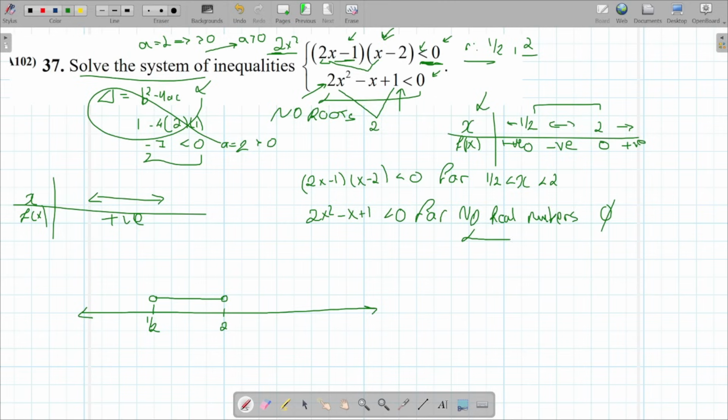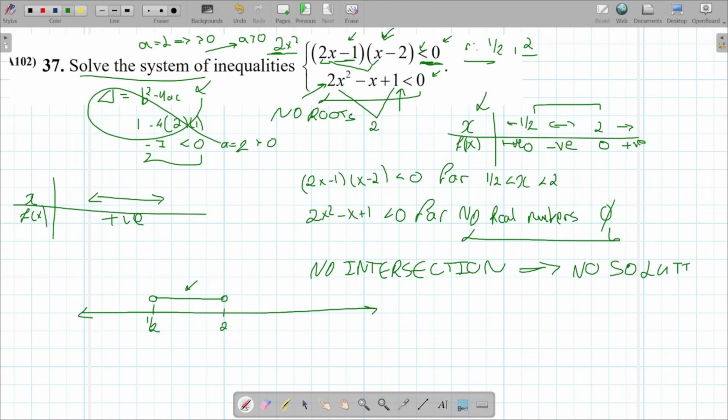Okay, where do no real numbers intersect with this? They don't intersect, right? No intersection. Okay? No intersection. What does that mean? No solution. Okay, so what is the solution set? The solution set is phi, the empty set.